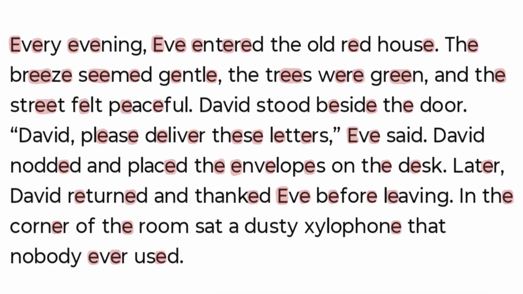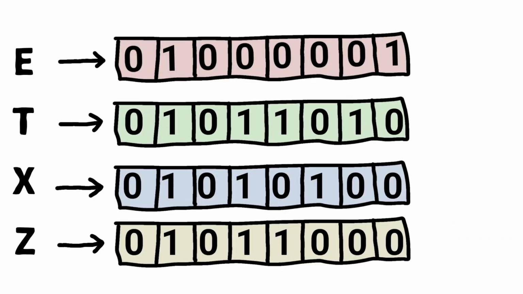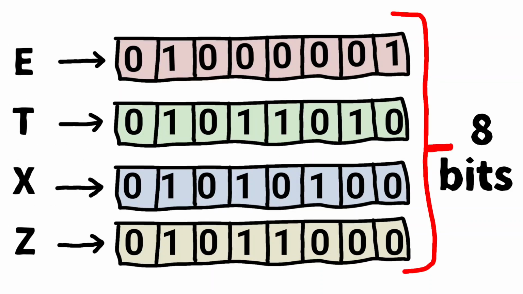Now think about written English. The letter E appears far more often than Z. The word "the" appears constantly. The word "xylophone" appears much less often. Yet in normal storage, every character usually gets the same amount of space.